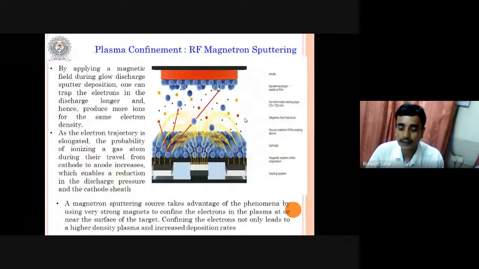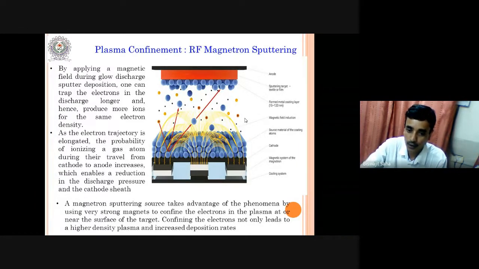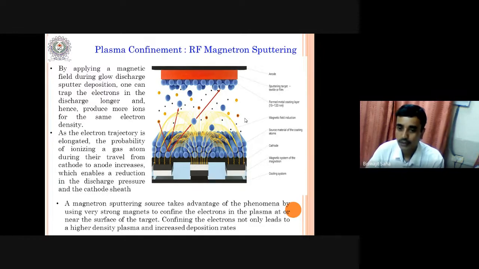Here, a magnetic field is created. We know that ions are charged particles, and charged particles moving in a magnetic field come under the Lorentz force, v cross B. This Lorentz force makes circular trajectories. So when the ions move in circular trajectories, they become confined within a small volume by the circles of their motion. In this way, the plasma, instead of expanding through the entire volume of the vacuum chamber, gets confined within a small volume around the target and the substrate. This is called magnetron sputtering.